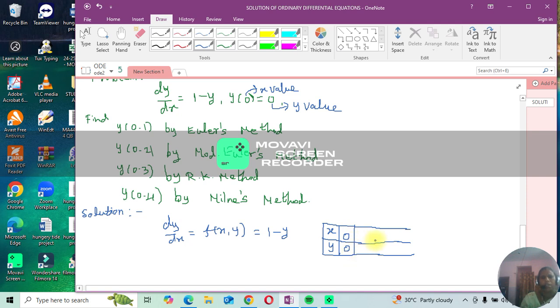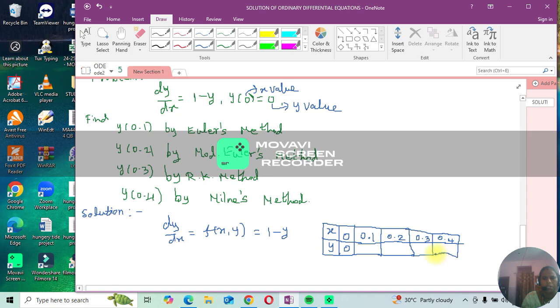Okay. Now I want to find out y of 0.1 by Euler's method. So I am including 0.1 as one of the points. Then I want to find out 0.2 by modified Euler's method, so include this point as a second point. Then 0.3, and at last 0.4. We are going to solve it by Milne's method.